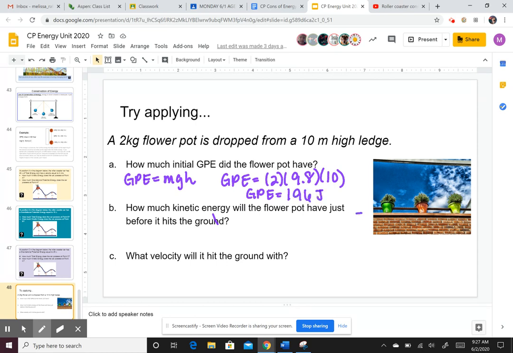And then it says how much kinetic energy will the flower pot have just before it hits the ground. So as the flower pot falls off the ledge, it loses height, but it gains velocity. So that means its GPE from the beginning is transferring into kinetic energy. So all of its 196 joules of energy just before it hits the ground is going to be kinetic.